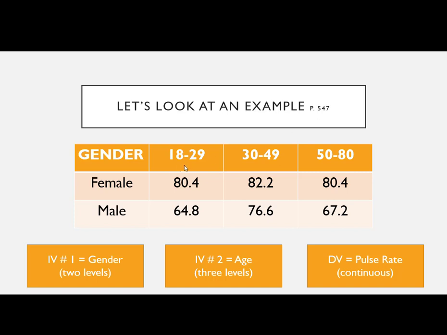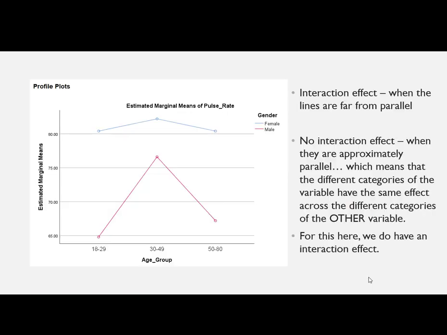In this particular problem, we have 2 independent variables, gender and age. Gender is 2 levels, age is 3 levels. Age is a continuous variable, but they've made a continuous variable into a categorical variable, so it's got 3 levels, 18 to 29, 30 to 49, and 50 to 80. So we have a 2 by 3 factorial ANOVA. And our dependent variable is pulse rate, which is continuous.